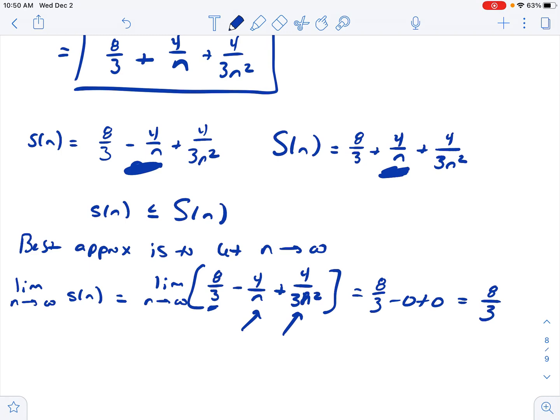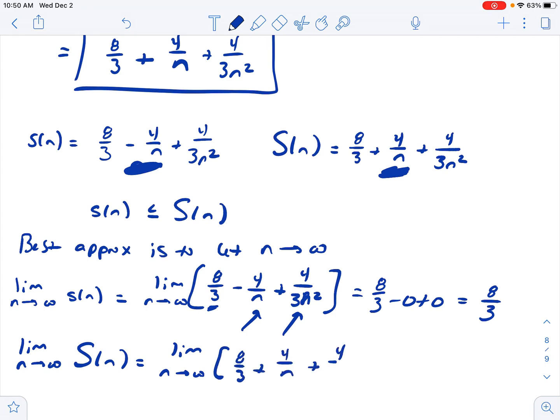And so as n goes to infinity, we have a lower sum that approaches 8/3. Let's look at the limit for the upper sum. That'll be the limit as n approaches infinity of 8/3 plus 4 over n plus 4 over 3n squared. Look at that. 8/3. Again, both of these will approach 0.